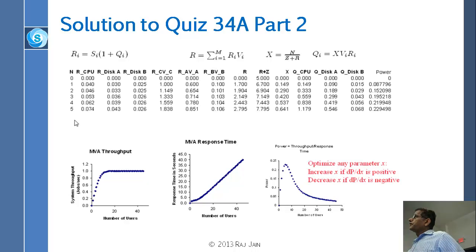Now you start using the formula, because here, then you will say Ri is equal to Si times 1 plus Qi, and the Qi is from the previous row. Then you do the R by multiplying Ri. Now here you multiply these values. Then you get the total R. Then you get the total throughput. And then you calculate the Qi using this formula. So the first row is actually initialization. That one is just, if you know.